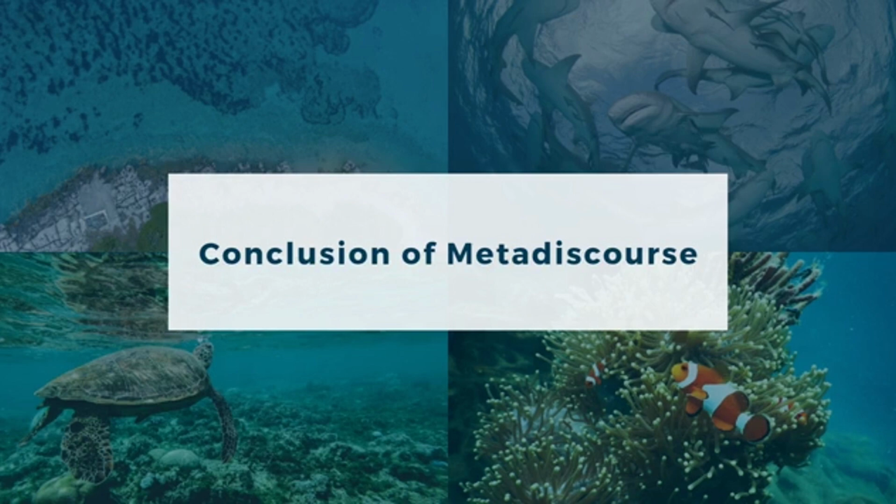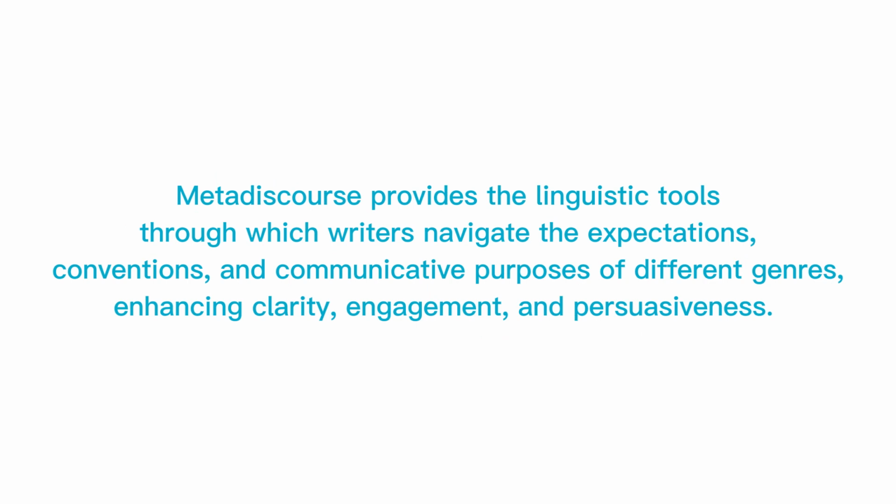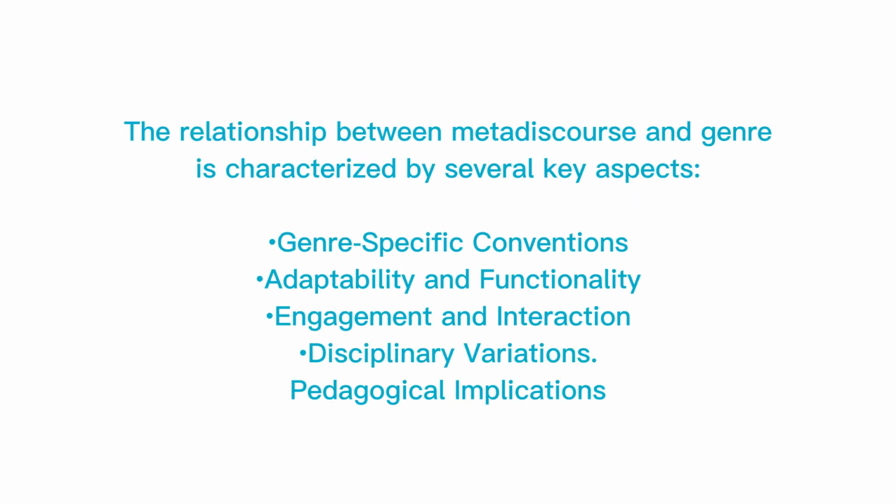Conclusion: metadiscourse and genre. Ken Hyland's comprehensive analysis revealed that metadiscourse is a dynamic and integral component of genre that significantly affects how texts are produced, interpreted, and valued within specific discourse communities. Metadiscourse provides the linguistic tools with which writers navigate the expectations, conventions, and communicative purpose of different genres, ensuring clarity, engagement, and persuasiveness. The relationship between metadiscourse and genre is characterized by several key aspects: genre-specific convention, adaptability and functionality, engagement and interaction, disciplinary variation, pedagogical implication.